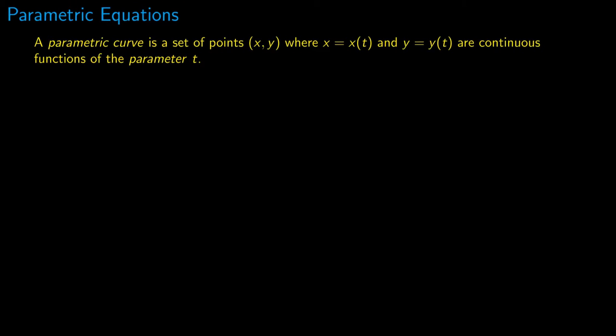So a parametric curve is a set of points x and y, where x and y are both continuous functions of some parameter t. And so as we vary t, the functions x and y can change.